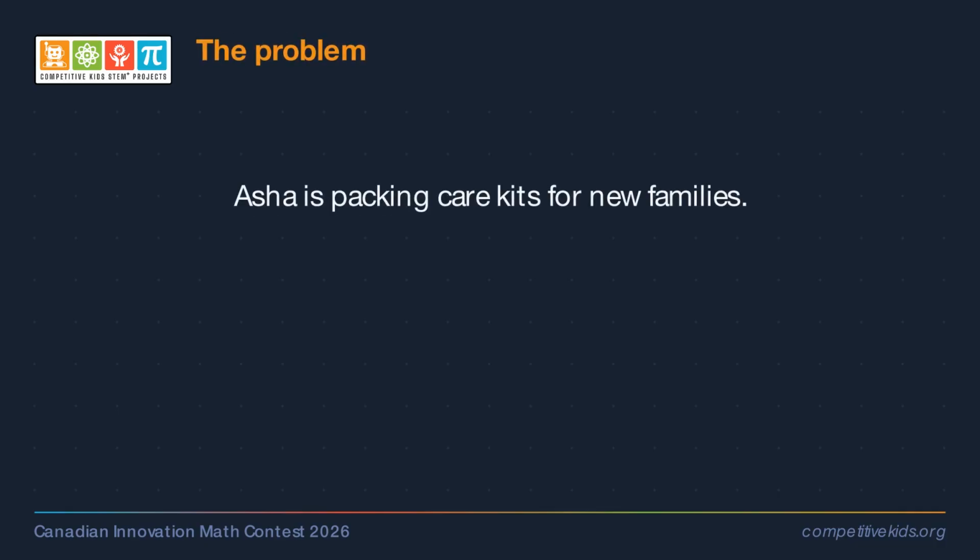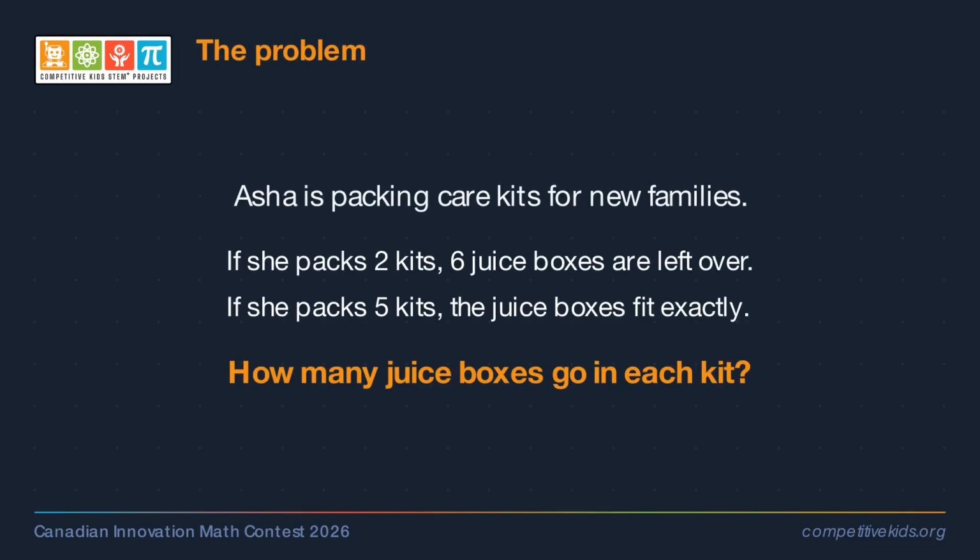Asha is packing care kits for new families. If she packs 2 kits, 6 juice boxes are left over. If she packs 5 kits, the juice boxes fit exactly. How many juice boxes go in each kit?